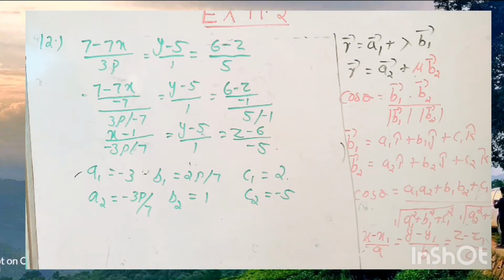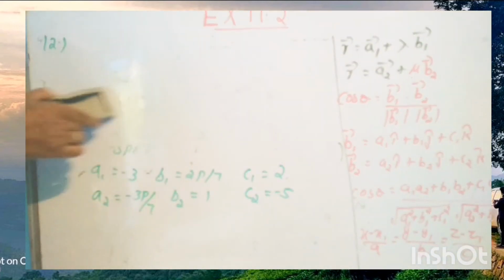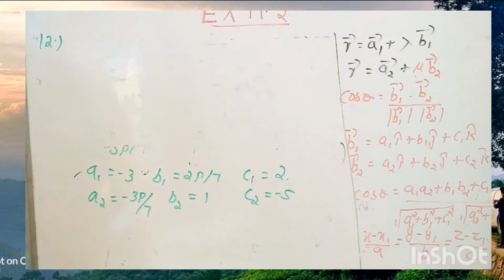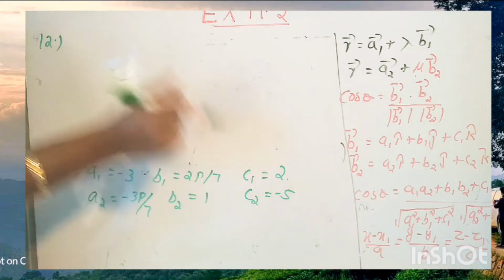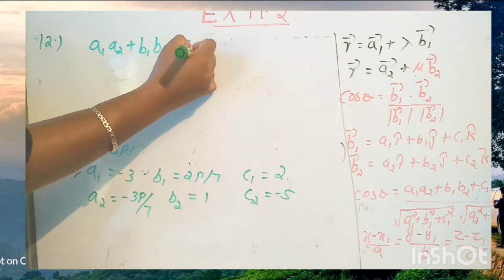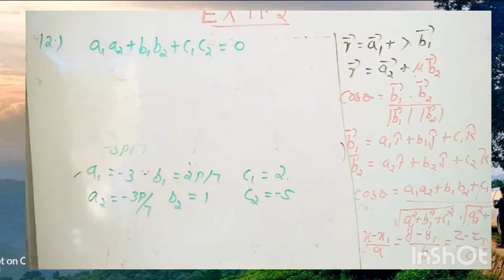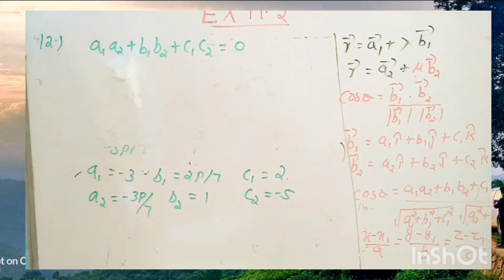And it is given that the angle between these two lines is 90 degrees. That means these two lines are perpendicular. And we know that if two lines are perpendicular with the direction ratios a1, b1, c1 and a2, b2, c2, then a1 a2 plus b1 b2 plus c1 c2 is equal to 0.